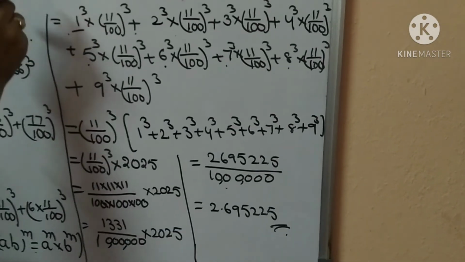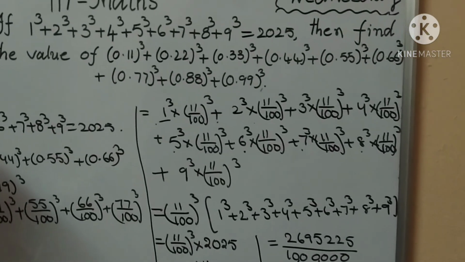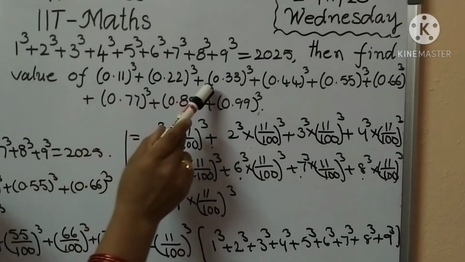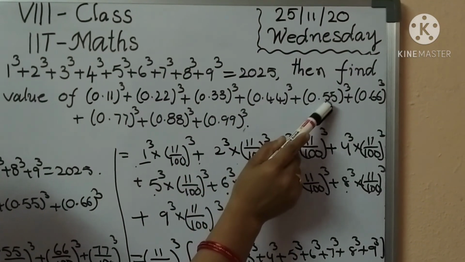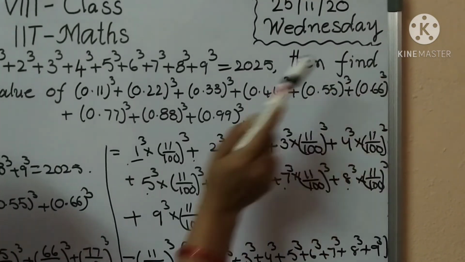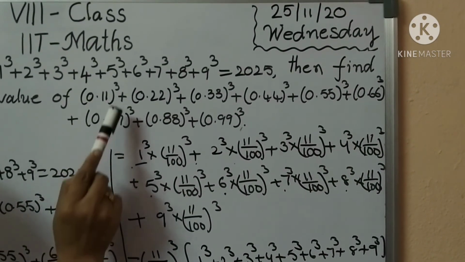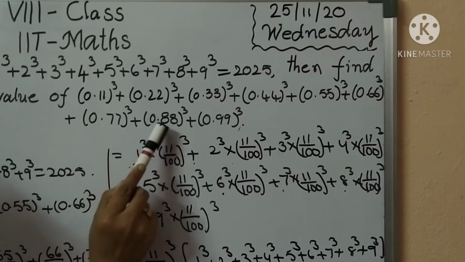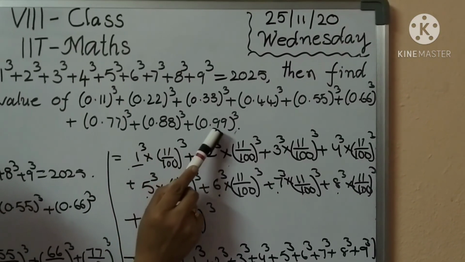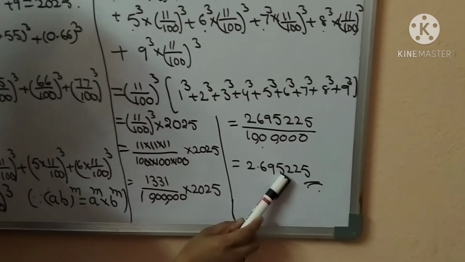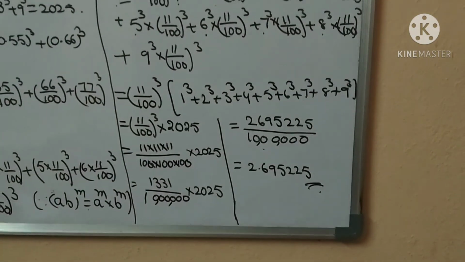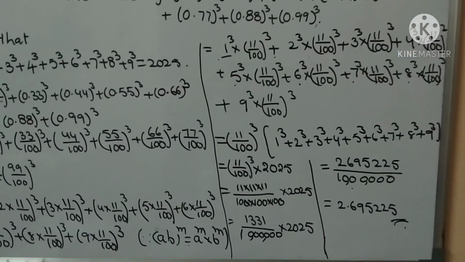Then what is the value? 0.11 whole cube plus 0.22 whole cube plus 0.33 whole cube plus 0.44 whole cube plus 0.55 whole cube plus 0.66 whole cube plus 0.77 whole cube plus 0.88 whole cube plus 0.99 whole cube equals 2.695225. Okay children, did you understand this process?